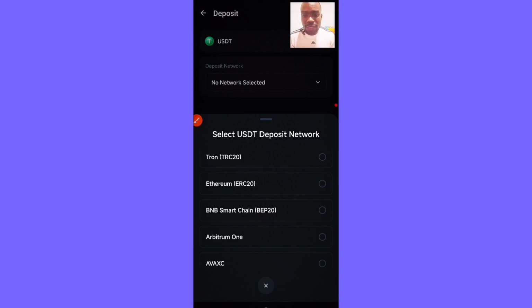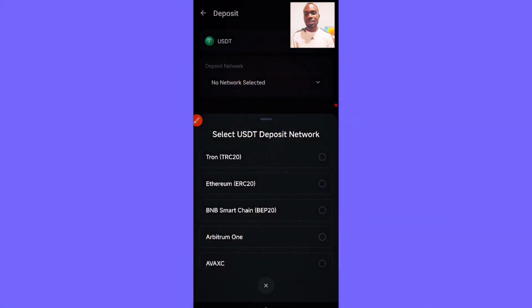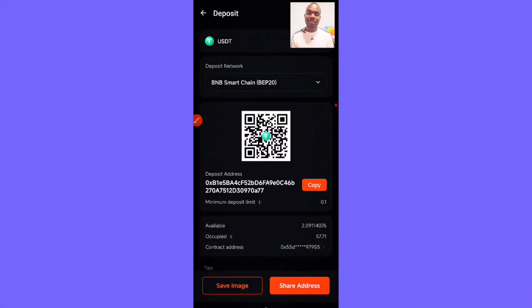One of the networks that I used, because I used my Binance account to deposit USDT here, was the BEP20 network. Binance charges $0 to withdraw USDT using the BNB Smart Chain network. So for me, someone who wants to save money and make the most out of it, I just went for the BNB Smart Chain network. So just copy the deposit address, then deposit some funds onto your Pionex account.